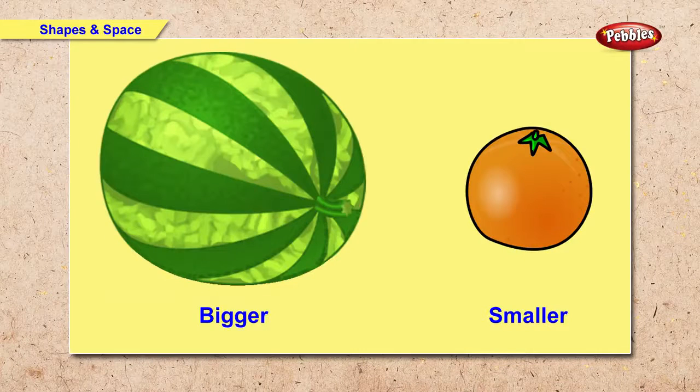We have a watermelon and an orange. So which is bigger and which is smaller? Who's going to tell me? Right. Watermelon is bigger and an orange is smaller.